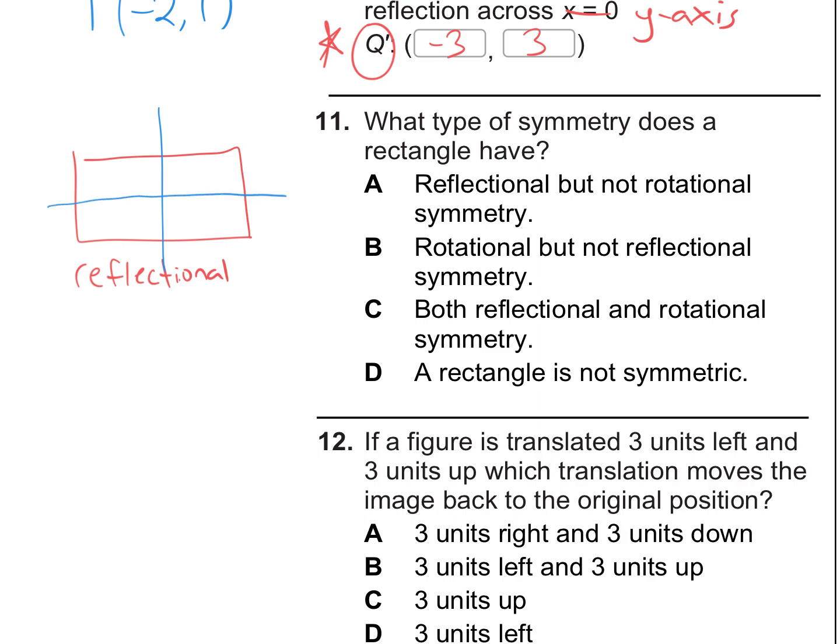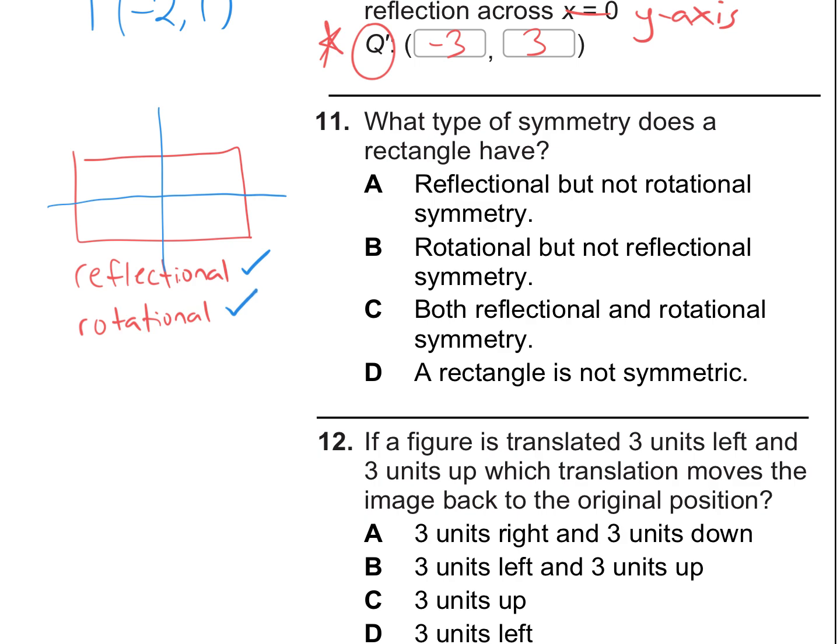Okay, I have another one here. So does a rectangle have reflectional symmetry? Yes. Okay, what was the next type of symmetry? Rotational. What is rotational symmetry? You can rotate it any amount of degrees as long as it's less than 360. Okay, so does a rectangle have rotational symmetry? Yes, because I can flip it upside down.